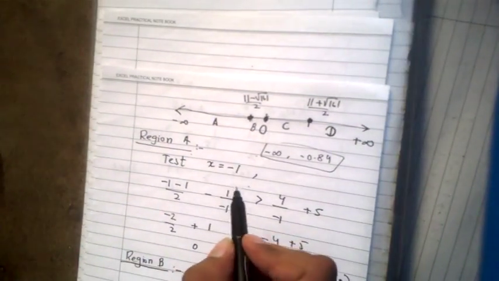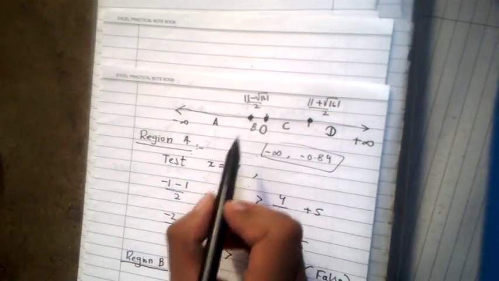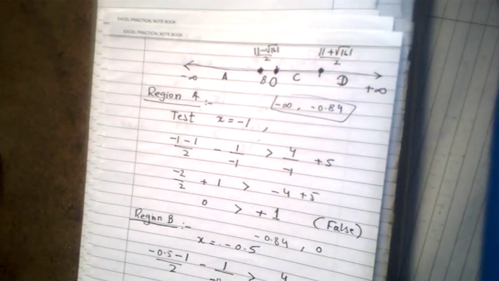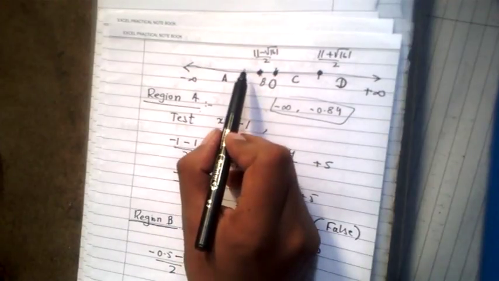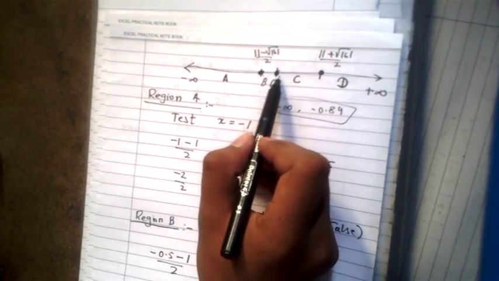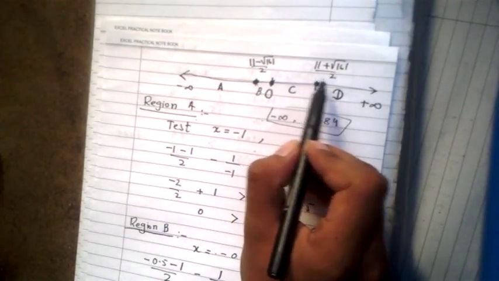So in the solution we have two regions. One is from this point to this, that is the region B, and the region D. The region B starts from 11 minus square root 161 divided by 2 to 0, while the region D starts from 11 plus square root 161 divided by 2 to infinity.